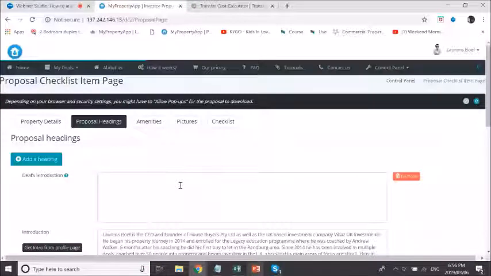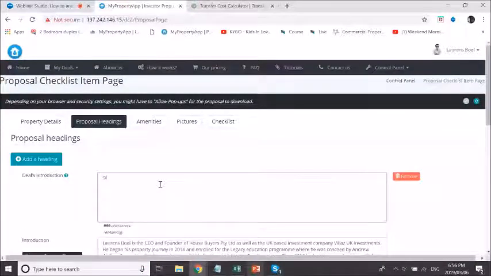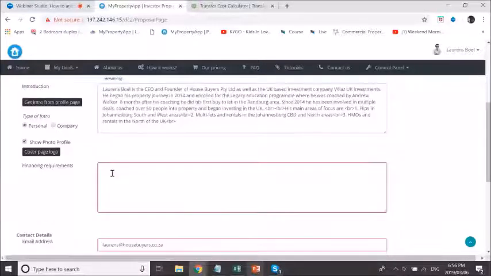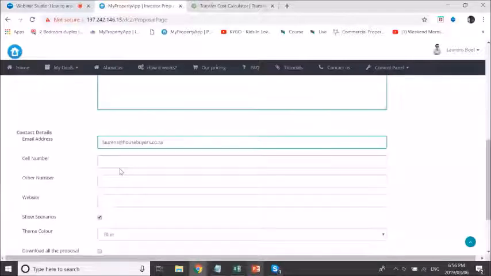And here you can type that it's a student let, 40K rental, 12-month lease, whatever it is that you think an investor would want to see. You need to put in there the introduction, financing requirements. So this requires a cash injection, 2.3 million at 15 years, 8% interest rate. Something like that. You can also put some contact details. So I'll just quickly populate this.